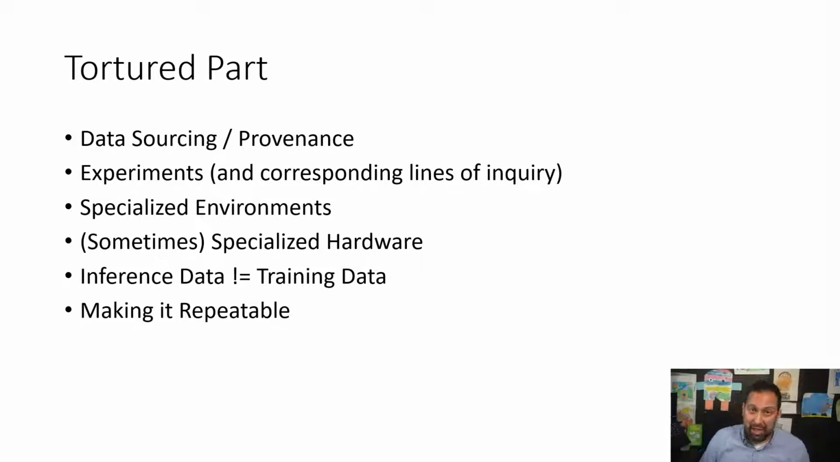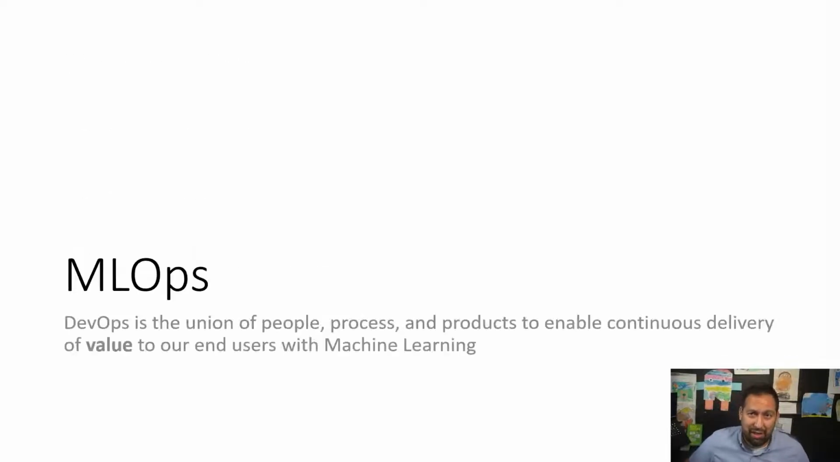Then we get into the inference data, single training data, and the goal is to make it repeatable. So let me change the DevOps definition into MLOps. And I left DevOps in there on purpose because it's almost the same. But MLOps is DevOps, which is the union of people, process, and products to enable continuous delivery of value to our end users with machine learning, even with all the hairy nuance that we have in there. And I think that's important.